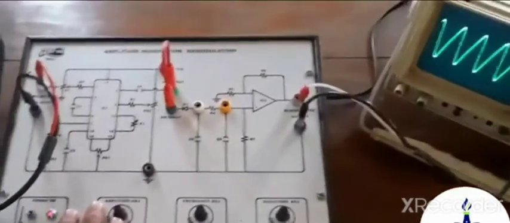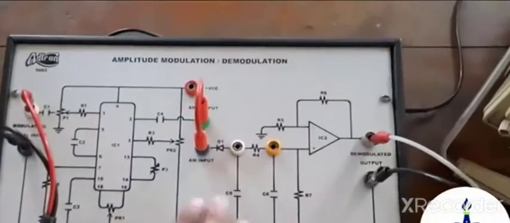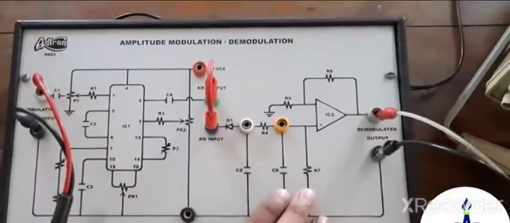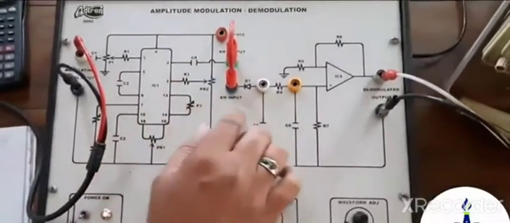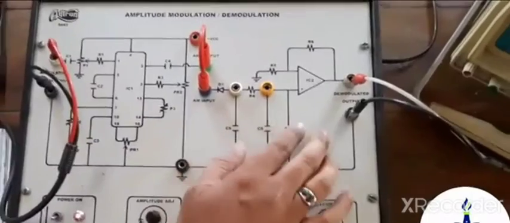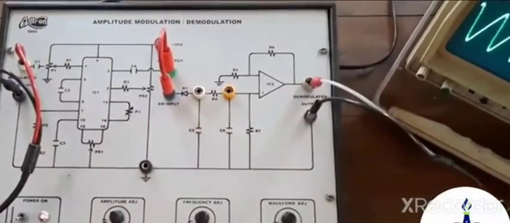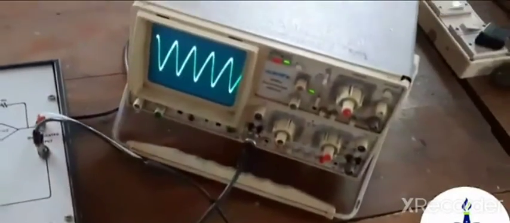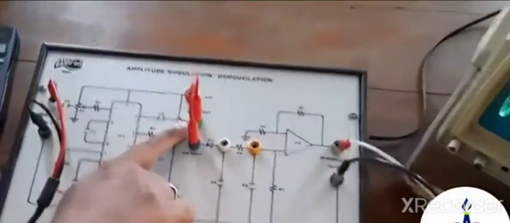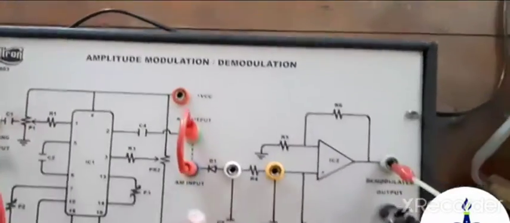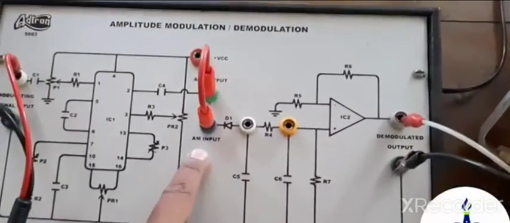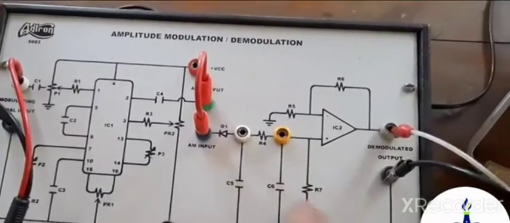So this is the AM modulation and demodulation kit. In this section you will get the demodulation, and in this section you will get the modulated signal. The AM waveform which we have generated from the first half of the kit, that AM output we have to apply to the demodulator circuit. So this is the demodulator section.